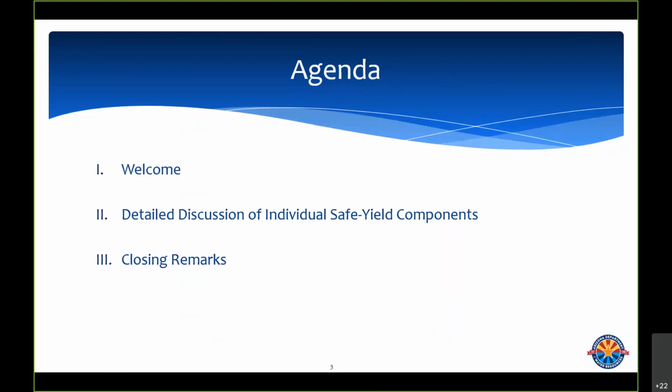In this particular meeting, we are going to be working through some of the individual components of the annual Safe Yield calculation. We might not get through all of them today, but that would be okay. We can always overlap this into a second meeting as needed. The idea is that we will be able to work through some of the questions and issues related to those individual components throughout this meeting.